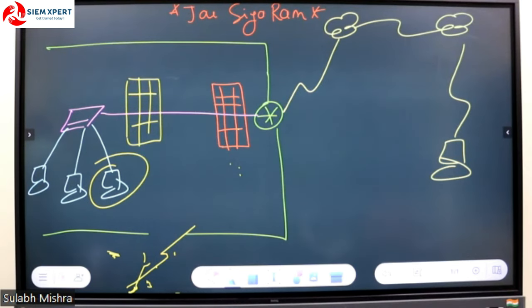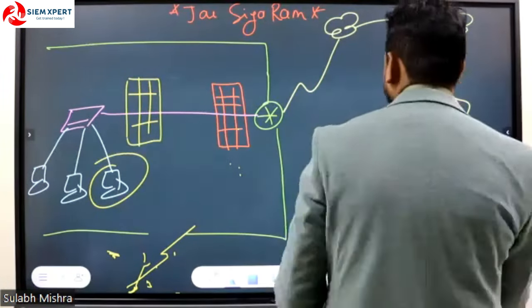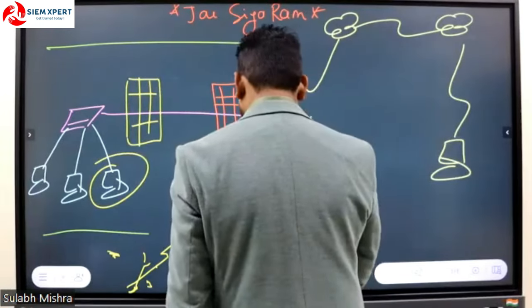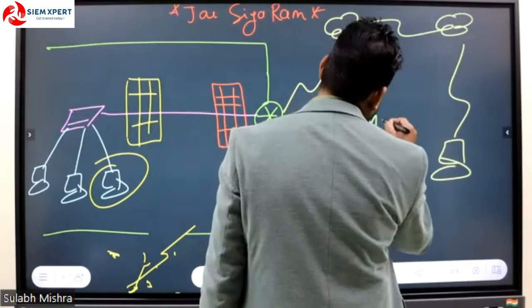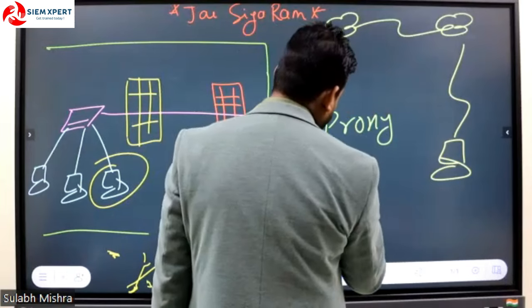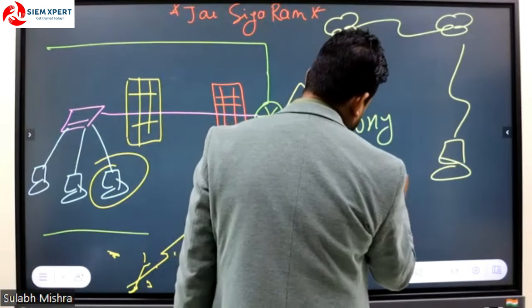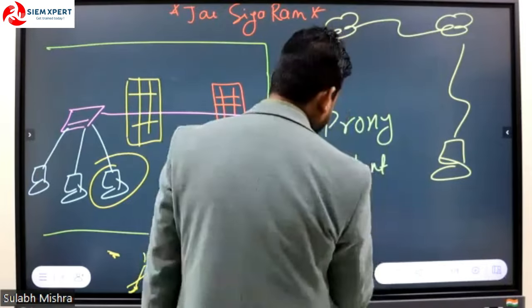So what solution should we use here? Proxy. We have to use a proxy solution. Proxy, content filtering, URL filtering. The name is proxy, and we also call it a content filtering device. We call this device proxy or content filtering device.